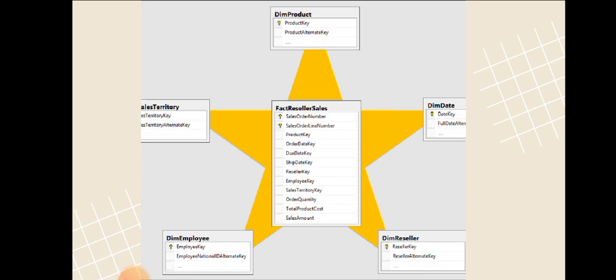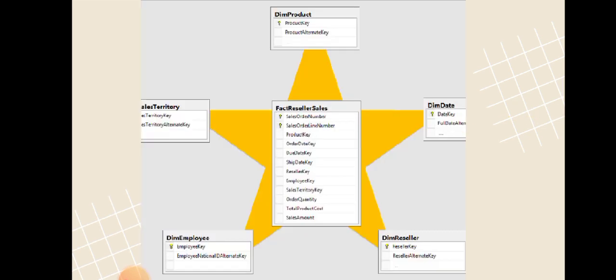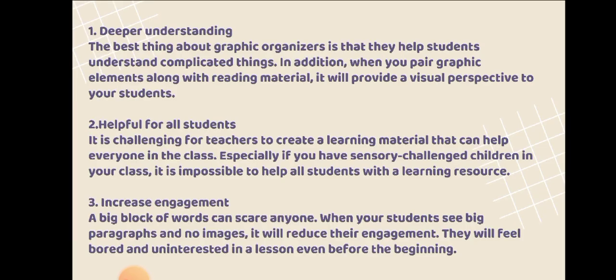So also, there are three main reasons why we should use a graphic organizer. First is a deeper understanding. The best thing about graphic organizers is that they help students understand complicated things. In addition, when you pair graphic elements with the reading material, it provides a visual perspective to your students.